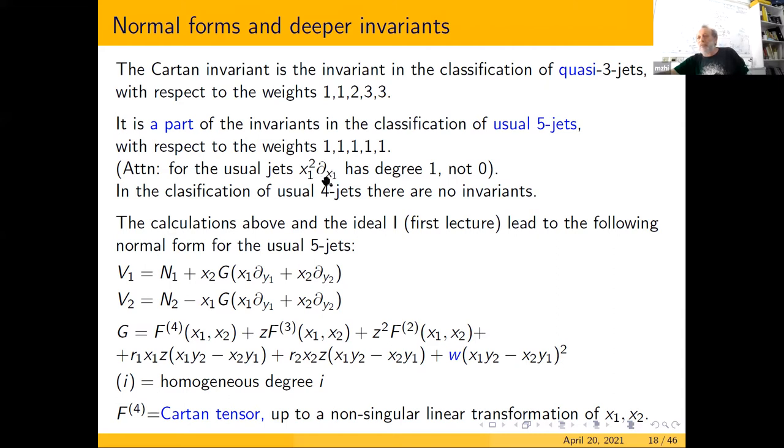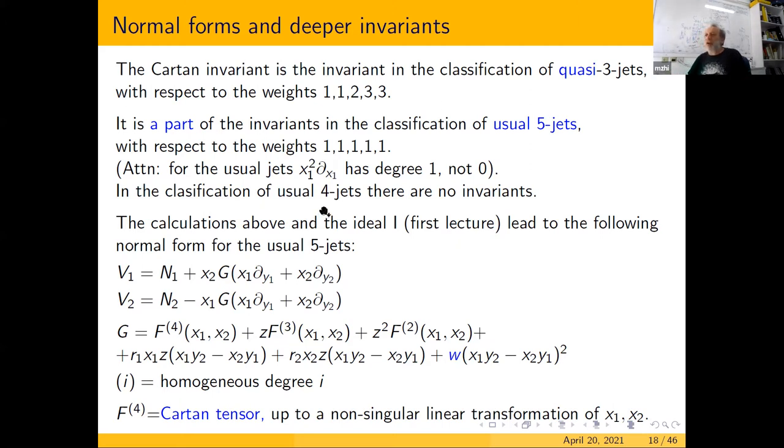So for example, this monomial x1 squared divided by x1, with respect to all weights 1, has degree, not 2, it should be not 2. It has degree 0, 2 minus 1... Here is a mistake, it should be not 2. But anyhow, this is the degree of quasi-homogeneity minus what we have here. Okay, so, quasi three jets are part of the usual jets, five jets.